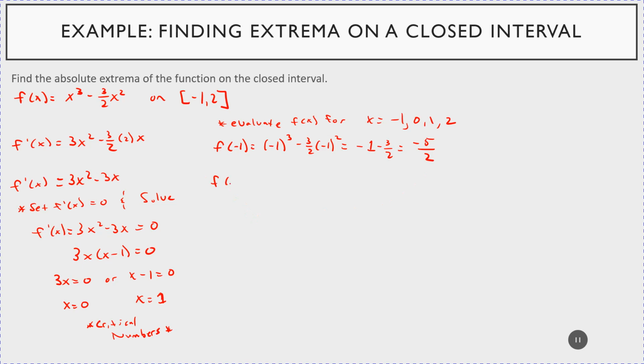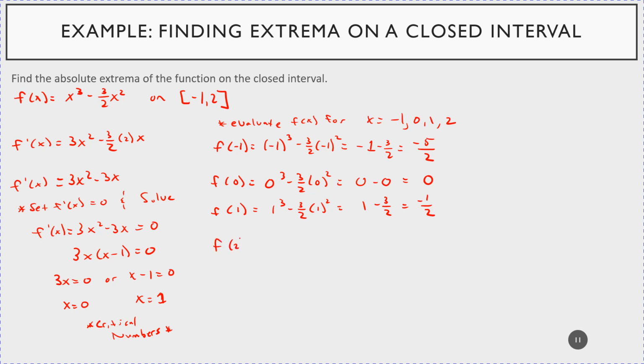F of 0. Well, that's 0 cubed minus 3 halves times 0 squared. Well, this is easy, right? This is just 0 minus 0. So that's 0. F of 1. This is 1 cubed minus 3 halves times 1 squared. Well, this is just 1 minus 3 halves. So you make this 2 over 2, and you get minus 1 half.